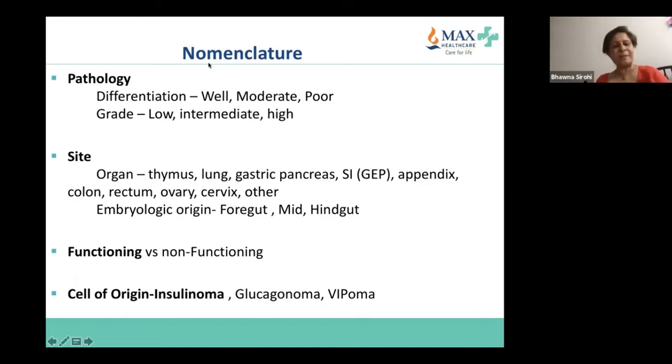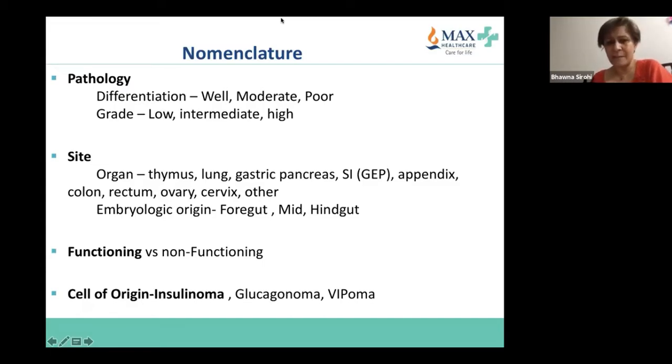So the nomenclature in pathology, you will hear this a lot: differentiation, well, moderate, or poor. Grade, I think again we have this in all cancers: low, intermediate, and high. It means different in different cancers, but we all know poorly differentiated high grade patients are where the proliferative index is high, and the prognosis is relatively poor compared to other patients.